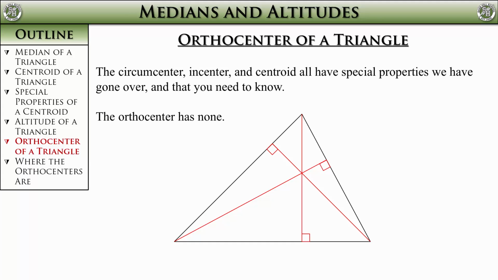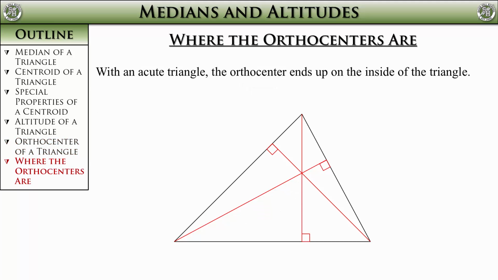The circumcenter, incenter, and centroid all have special properties we have gone over, and that you need to know. The orthocenter has none. Makes it easy. Man, he's a whiner. So now let's look at where these orthocenters end up in various triangles.